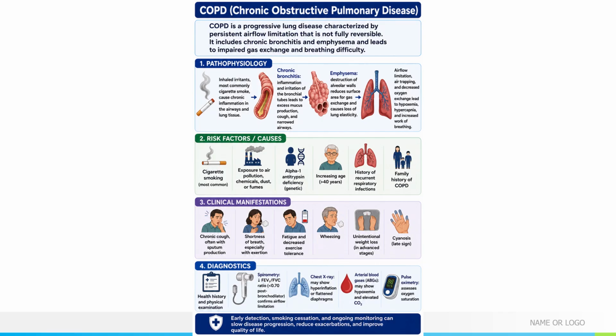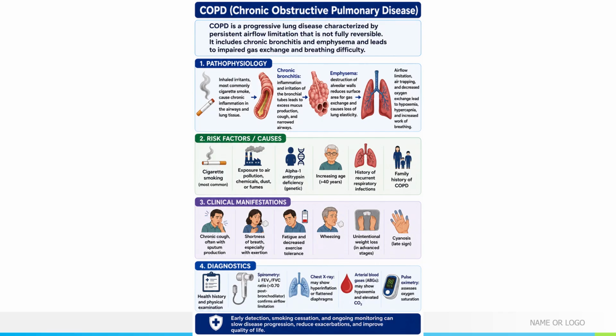And there are key values here. There are two measurements that you should know. We have forced expiratory volume in 1 second, FEV1. This measures how much air the patient can forcefully exhale during the first second of exhalation. In healthy lungs, most of the air leaves the lungs quickly. In COPD, narrowed airways and loss of elastic recoil make it difficult to exhale rapidly, so the FEV1 is reduced.